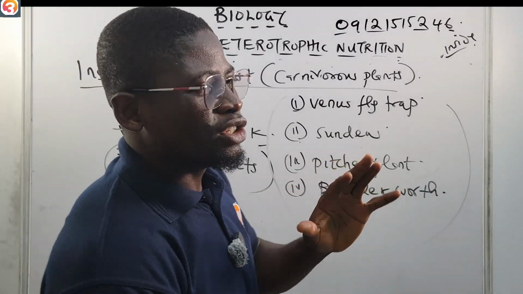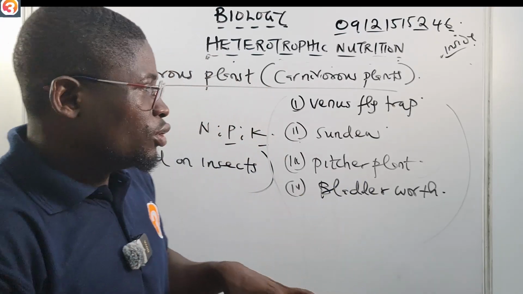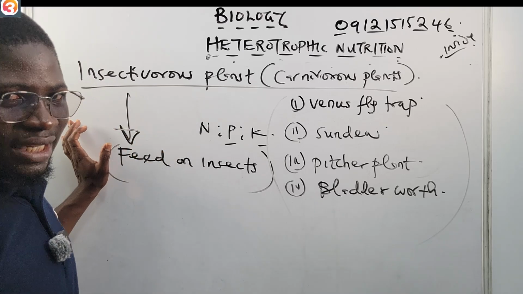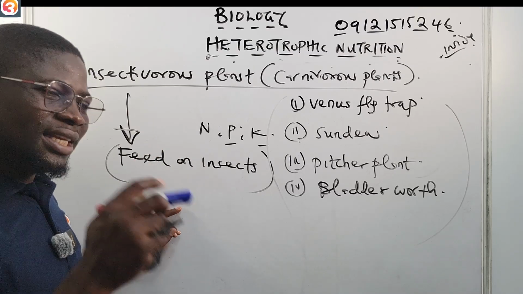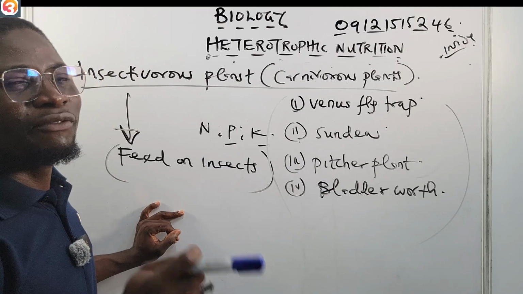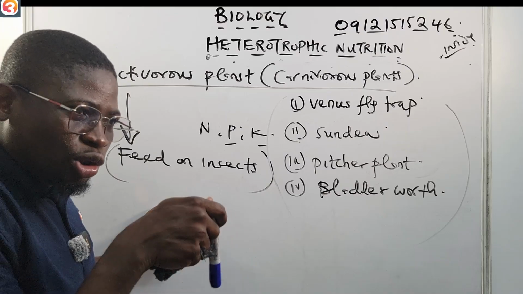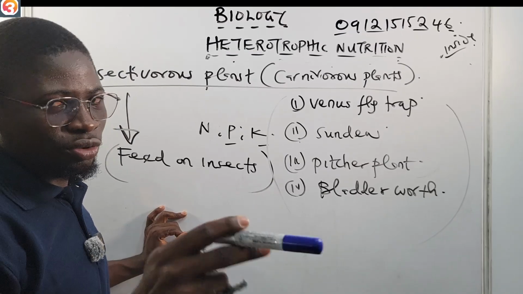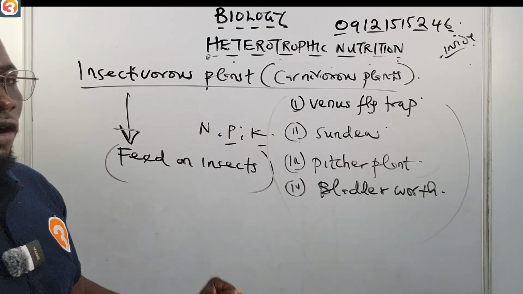Their leaves are modified in such a way that they are able to trap the insects, release digestive juices onto them, and absorb them to get their source of nitrogen. Please take note of that. The reason why they feed on insects is to get their nitrogen requirement from those insects. Why do they need to do that? Because they grow on soils that lack nitrogen. So they need a way of getting their nitrogen nutrition, and they get it from insects. Please take note of that.